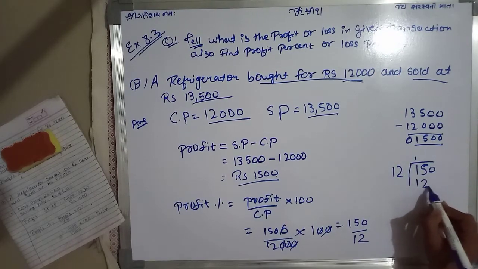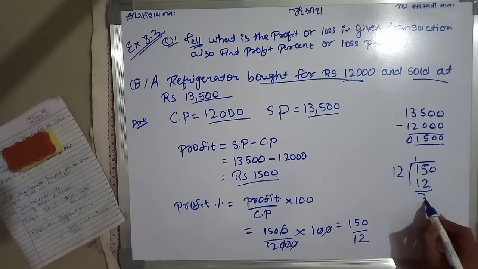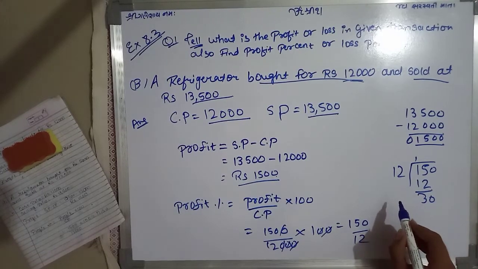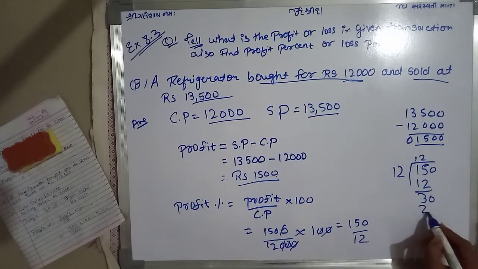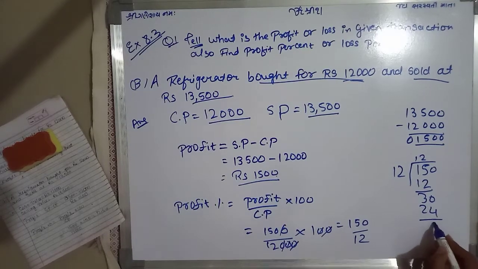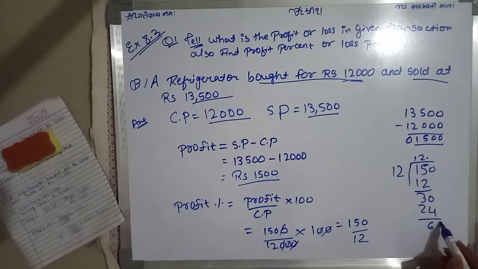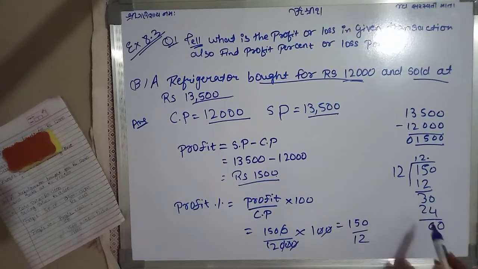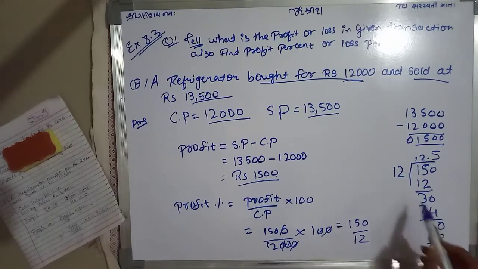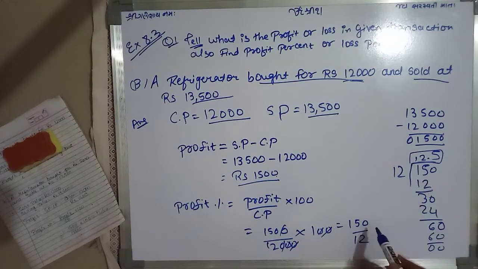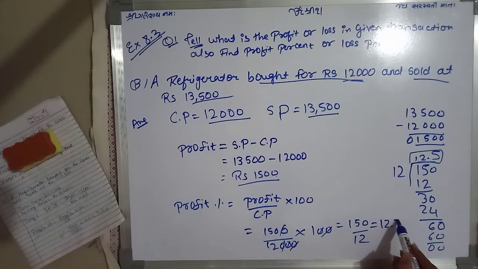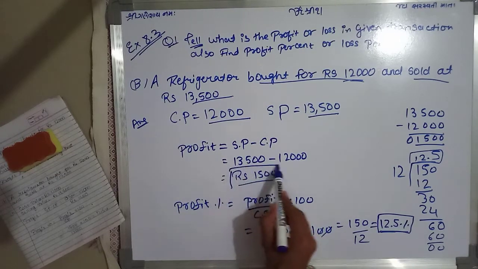12 ones are 12, 13, 14, 15, 30. 12 ones are 12, 12 twos are 24. Here we put a point, so here we put 0. 12 fives are 60. Okay, 0, 0. What is the answer? 12.5. So 12.5 percentage of profit we make. The profit percentage is 12.5 and the profit is rupees 1,500.